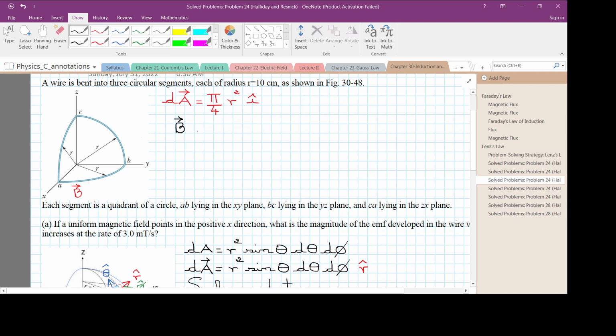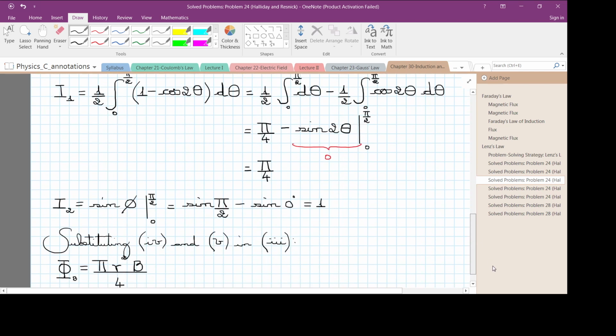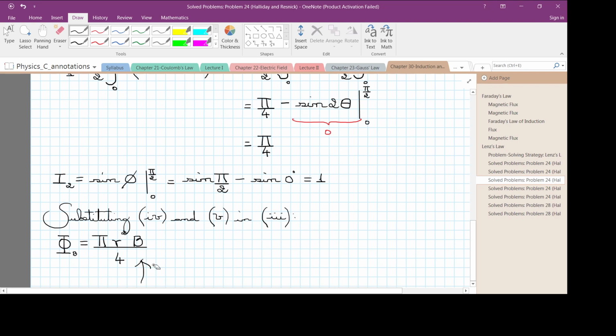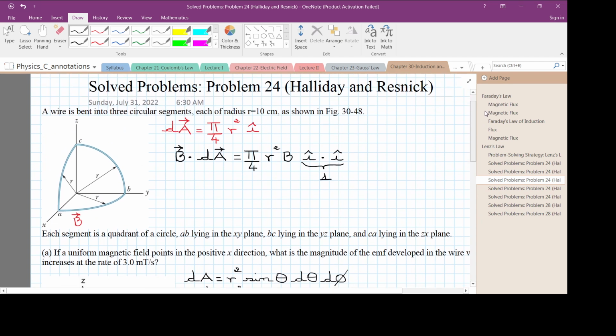But again, remember, I really like to use all the coordinate systems that I learned in university as much as possible. But it's really up to you. Let's just finish what I started here. You can write this as pi over 4 r squared times B, and this is I hat scalar product I hat, which is 1, and you have exactly the same expression that we have here, equation number 4. But it's really up to you the way you solve this problem.